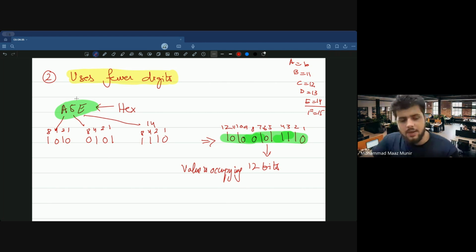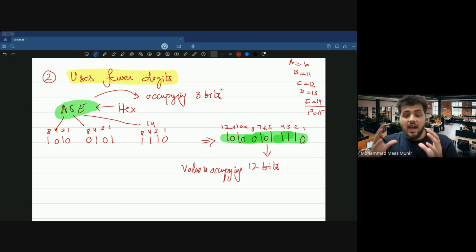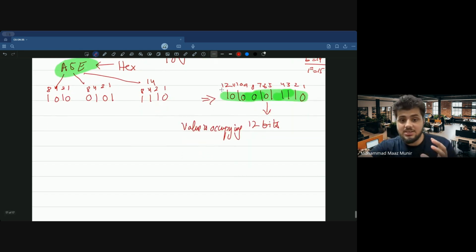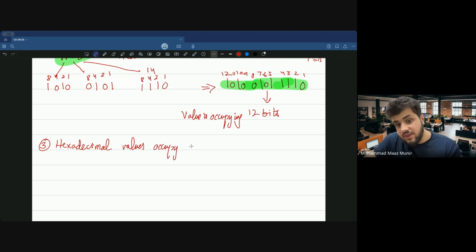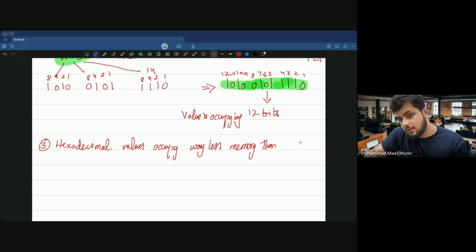But have a look up here, A5E. It's only occupying 3 bits. Now, what's the benefit? We are occupying much less space in the memory. So this is one other benefit. Hexadecimal values occupy way less memory than binary numbers.